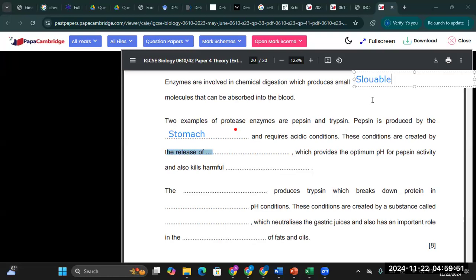So over here, you can write down gastric acid, for example, or you can write down hydrochloric acid. The which provides the optimum pH for pepsin activity and also kills harmful what? What is harmful that the stomach acid will kill? If you remember, there were a few functions of the stomach acid. One function of the stomach acid was to provide the acidic conditions for the enzyme pepsin to work. Then the enzyme also destroys what? What does it destroy? Harmful.